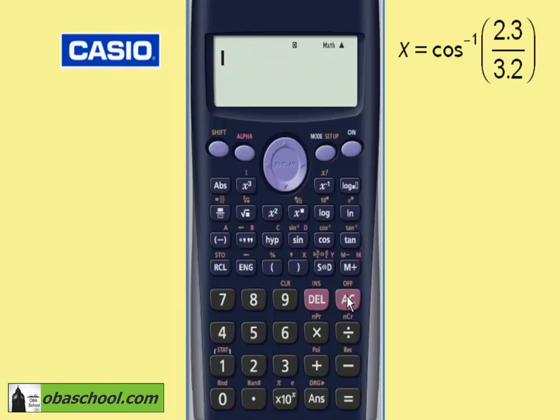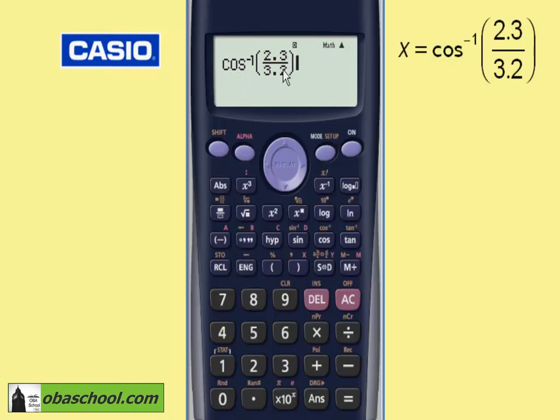Note that we could have entered the calculation as Shift cos and then used the fraction button here to enter 2.3, press the down arrow, over 3.2, and then the right arrow to take us out of the fraction, followed by a bracket. This means exactly the same as our first calculation, and we'll see it gives the same answer.